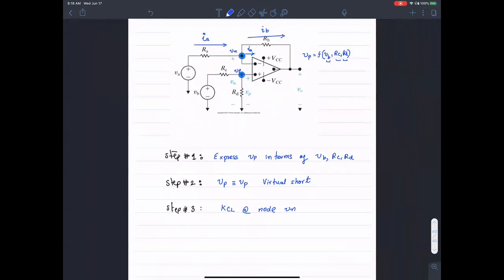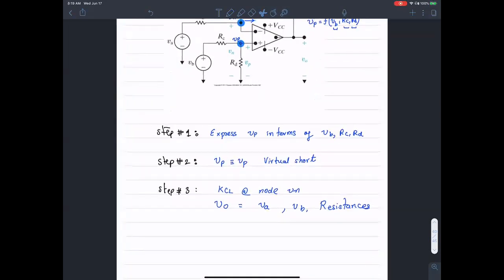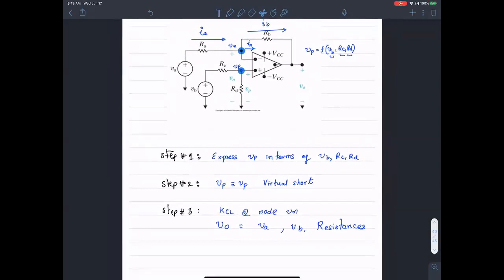Once I have an equation in terms of VB, VA, V naught, I look to massage the expression to express V out in terms of VA, VB, and the resistances. Okay, so do you want to get started on this process? Why don't you take about 5 minutes to work on this, and then we'll come back to see what you got.